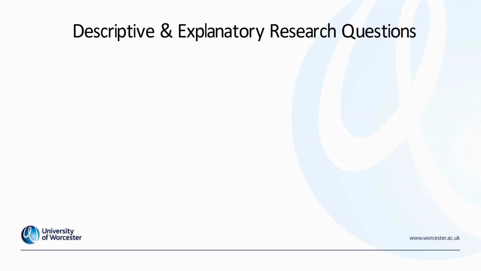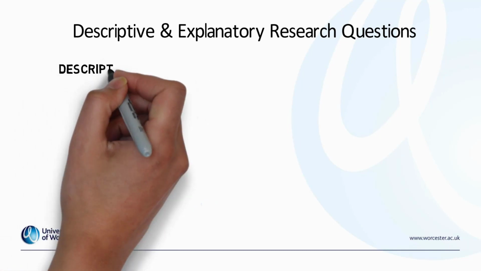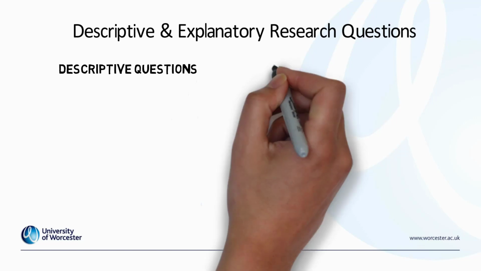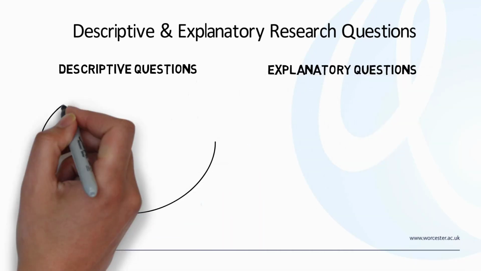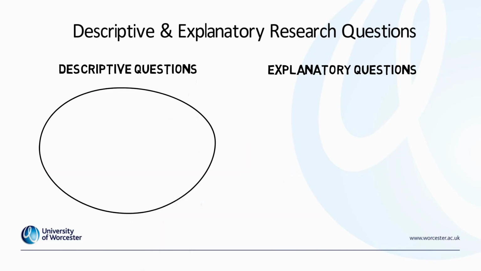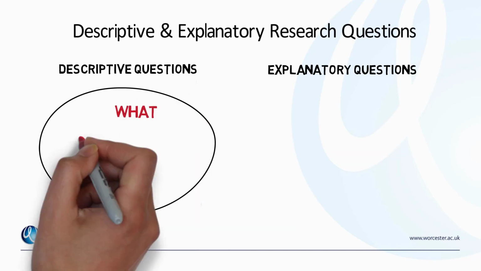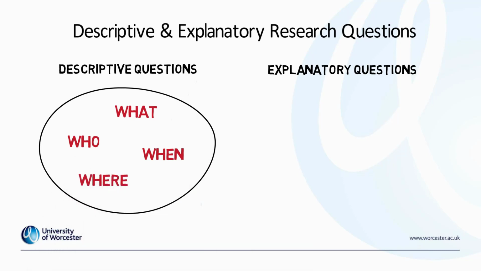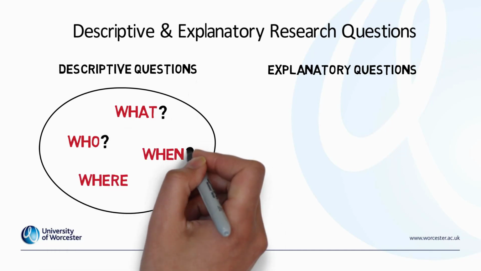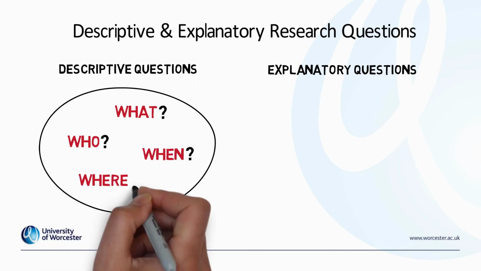Now, research questions can be split into two types. These are descriptive research questions and explanatory research questions. Descriptive research questions look at describing a phenomena, and therefore they focus and normally include the words what, who, when and where. So for example, what is happening in this meeting? Who is at the meeting? When is the meeting? And where is the meeting?